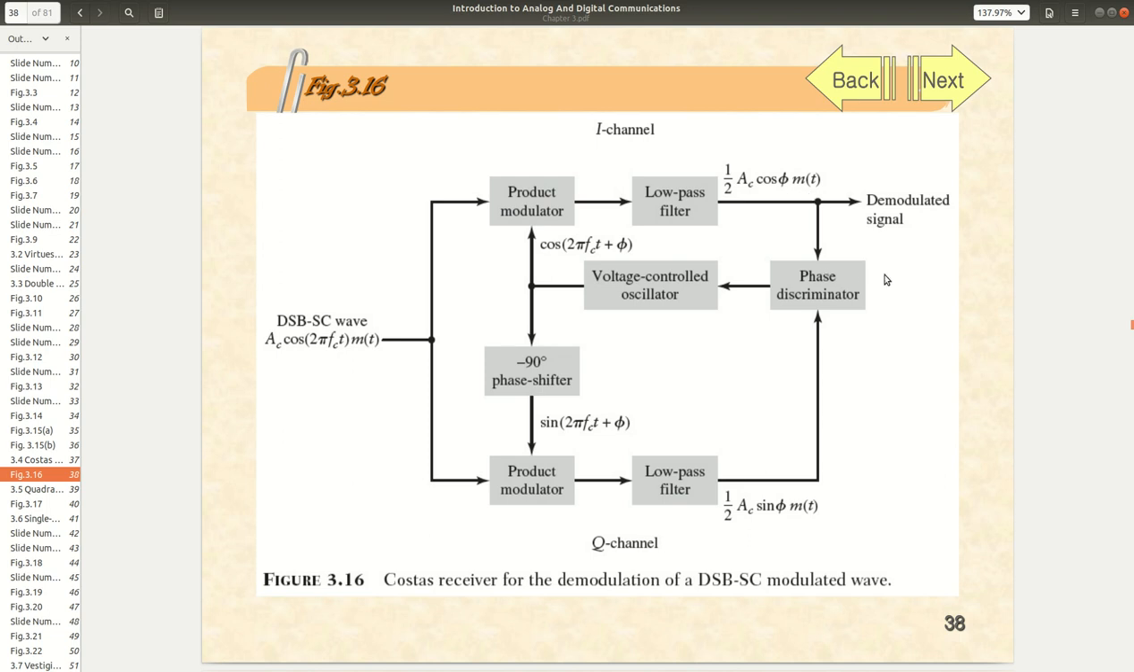Now I want to ask you, this is the first question: how is this phase discriminator applied? How does it remove this cosine or detect the phi?